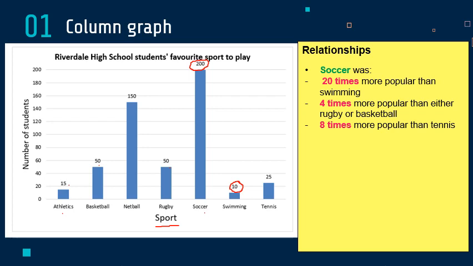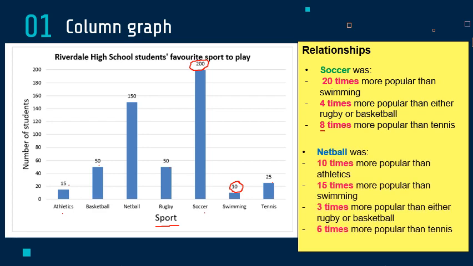And I know that tennis is 25, and 25 is half of 50. So it's actually going to be 8 times. 8 times 25 is 200. So soccer is 8 times more popular than tennis.